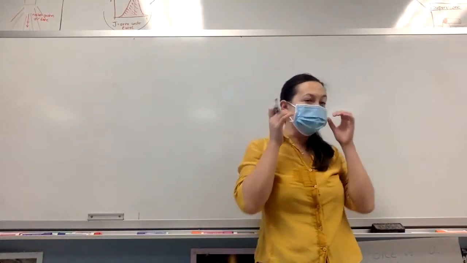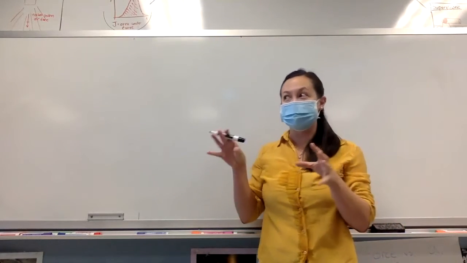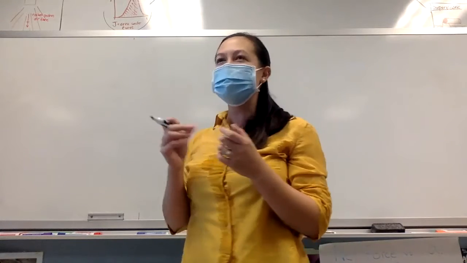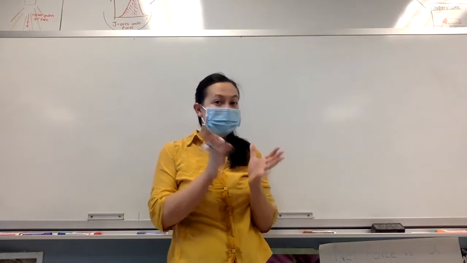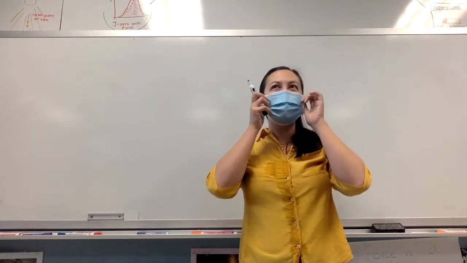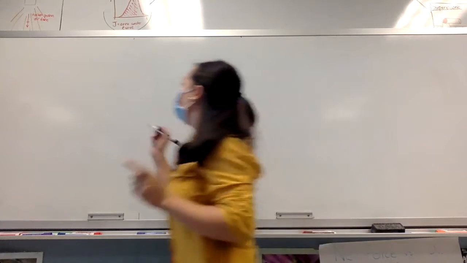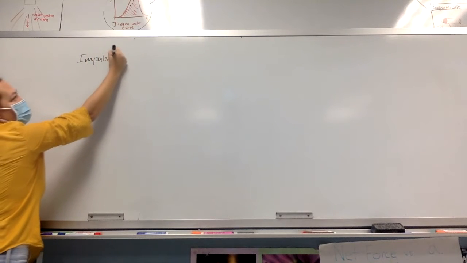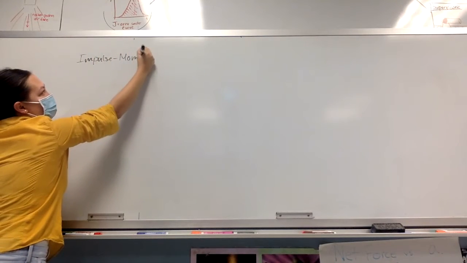So for this part of class, we're looking at when is momentum conserved, where you can use the conservation of momentum method, versus when is momentum not conserved? When do you have to use the impulse momentum theorem? And it's relatively easy to tell apart. When you want to use impulse momentum theorem, this is when momentum is not conserved.